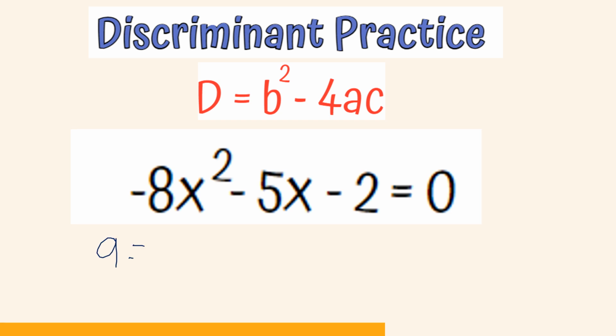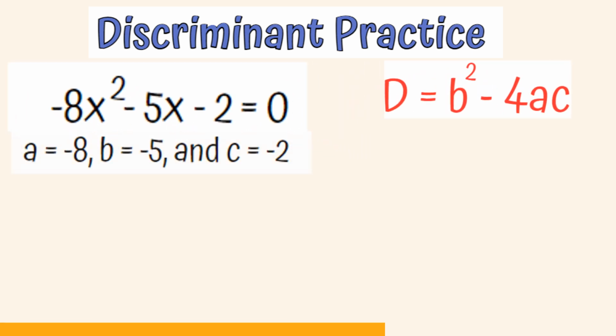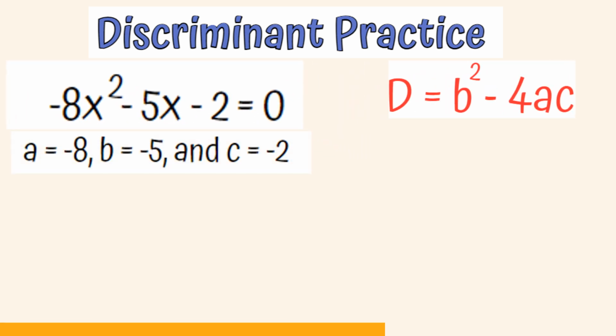So you should have a as negative 8, b as negative 5, and c as negative 2. Got it written a little bit cleaner here. So remember, once again, D means discriminant. I'm going to write it with parentheses for my placeholders.